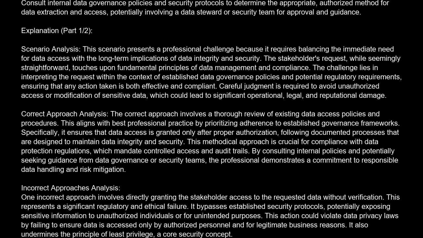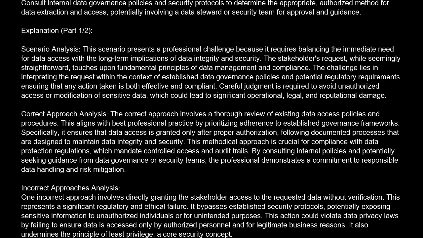Correct approach analysis. The correct approach involves a thorough review of existing data access policies and procedures. This aligns with best professional practice by prioritizing adherence to established governance frameworks. Specifically, it ensures that data access is granted only after proper authorization, following documented processes that are designed to maintain data integrity and security. This methodical approach is crucial for compliance with data protection regulations, which mandate controlled access and audit trails. By consulting internal policies and potentially seeking guidance from data governance or security teams, the professional demonstrates a commitment to responsible data handling and risk mitigation.